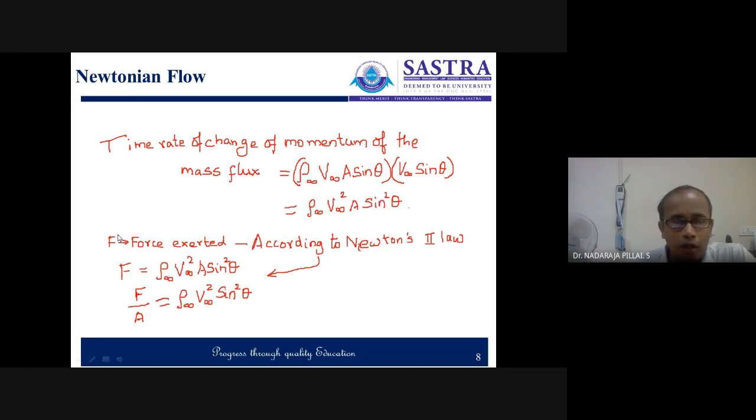And we know that according to Newton's second law of motion, the force exerted on a surface can be equated to the time rate of change of momentum of the mass flux. So F is equal to rho infinity V infinity square A sine square theta, and let us bring this A down, so F by A is equal to rho infinity V infinity square sine square theta. But the random motion of the fluid particles is not considered in the derivation of the Newtonian theory here.